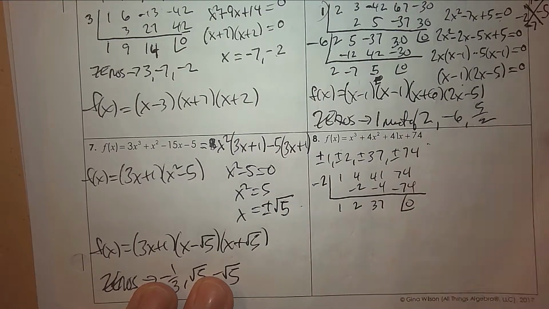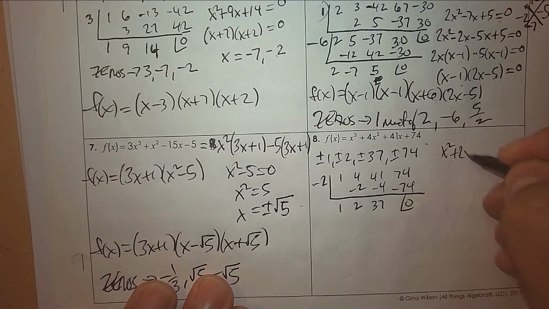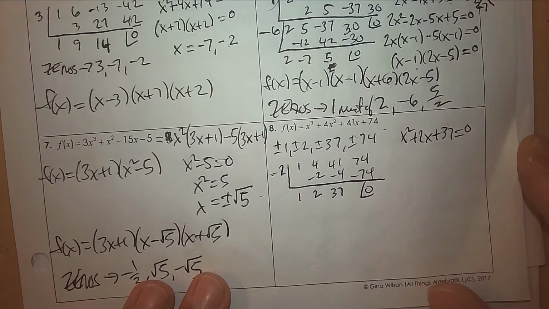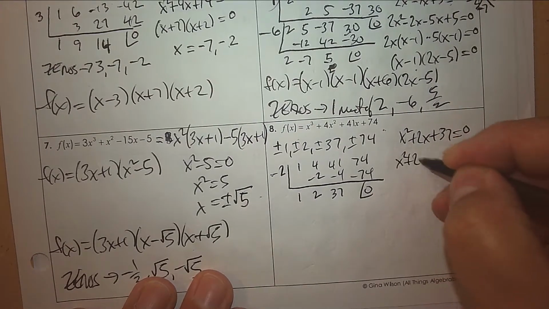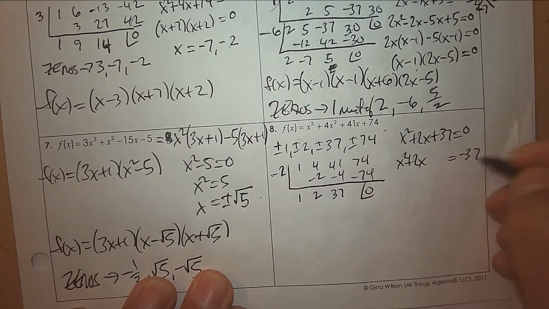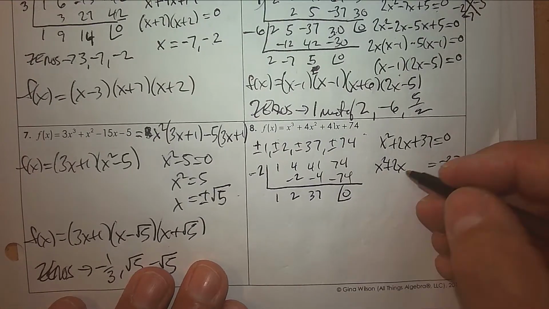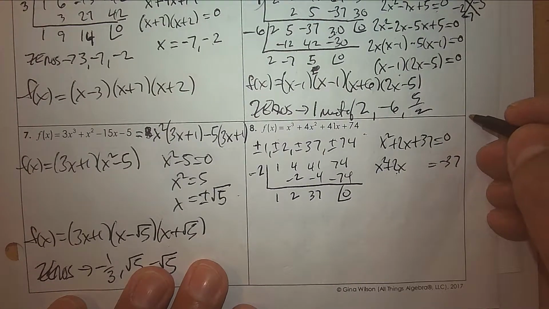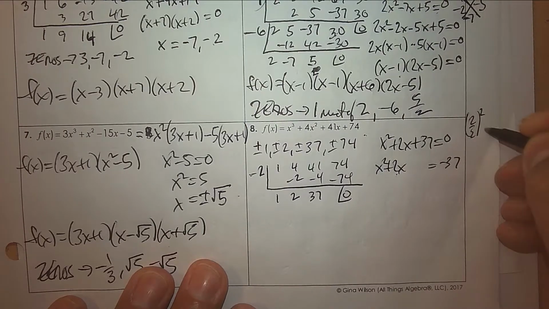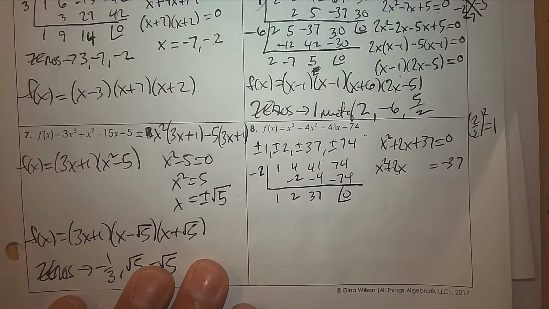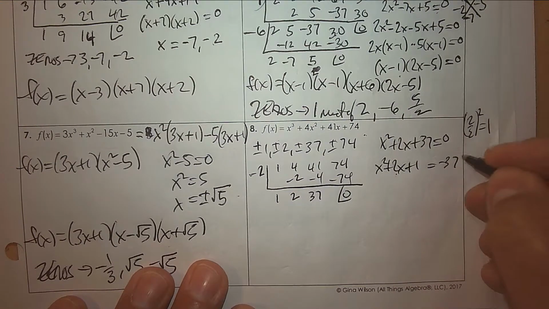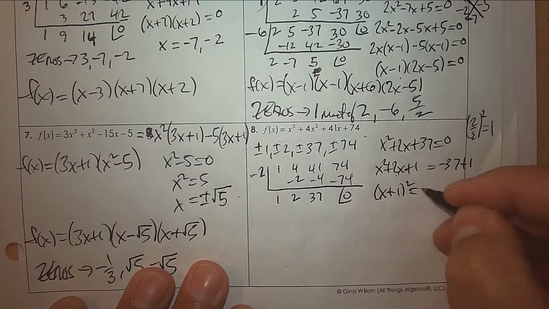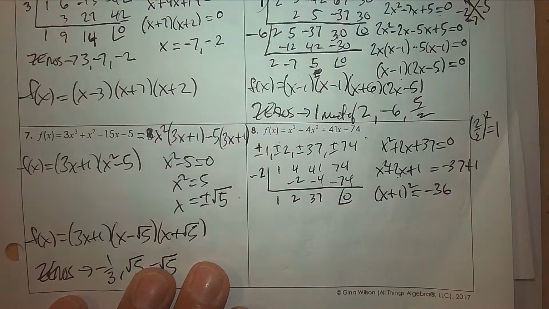And then what's left over is x squared plus 2x plus 37. Not factorable. We're going to complete the square. So I'm going to subtract 37. To complete the square, you take 2 and you divide it by 2 and square it. So I'm going to add 1 to both sides. So the left side is x plus 1 squared, and on the right side I have negative 36.